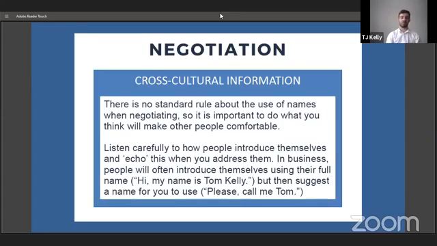Now, there's no standard rule about using names when negotiating, so it's important to do what you think will make the other party feel comfortable. Listen carefully to how people introduce themselves and then echo this back when you address them. In business, people will often introduce themselves using their full name. So for example, I might say to you, "Hi, my name is Thomas Kelly," but then I'll come up with a suggestion, "Please call me Tom." So for the rest of the meeting, perhaps you could just call me Tom and I would be comfortable with that.